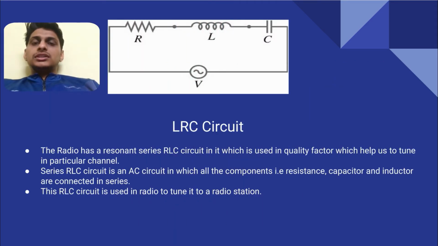So what is a series LRC circuit and what is its use in a radio? So a radio has a resonant circuit which has three components: resistance, capacitance and inductance, connected across an alternating current source. So what happens here is that this LRC circuit at resonance has some frequency which is used in determining the quality factor of the radio, which determines the quality of sound which we will hear.